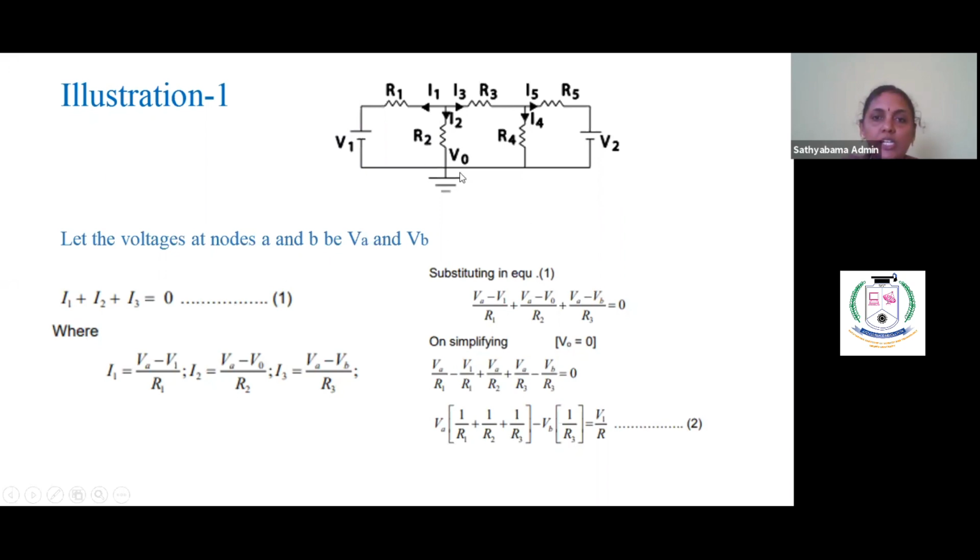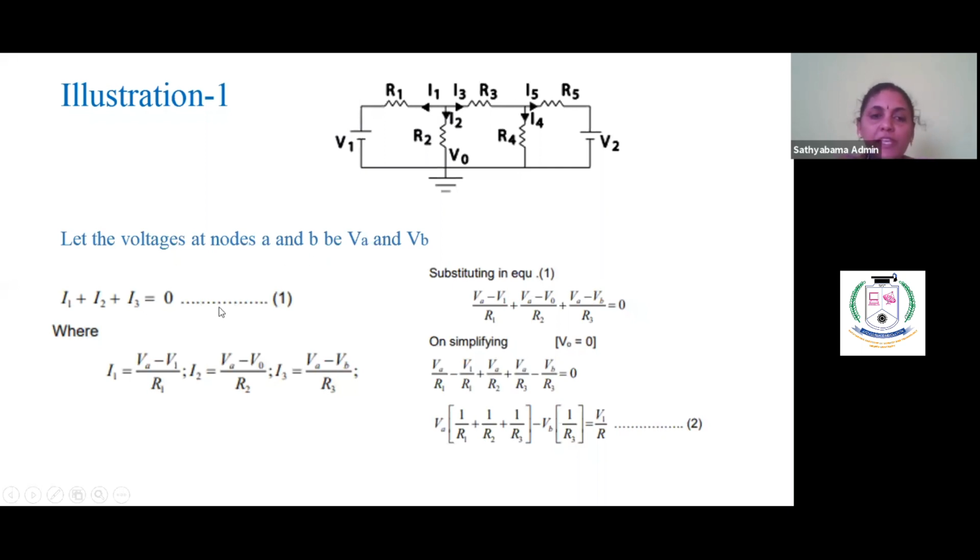Okay, so here we are going to solve this by node analysis. So here we have 3 nodes. This is the first node, this is the second node and this is the third node. Now the third node, the grounded node, is assumed as the reference node and it will have 0 potential. So we will be talking only about 2 nodes. One is VA, at node A, and here node B. Let the voltages at nodes A and B be VA and VB.